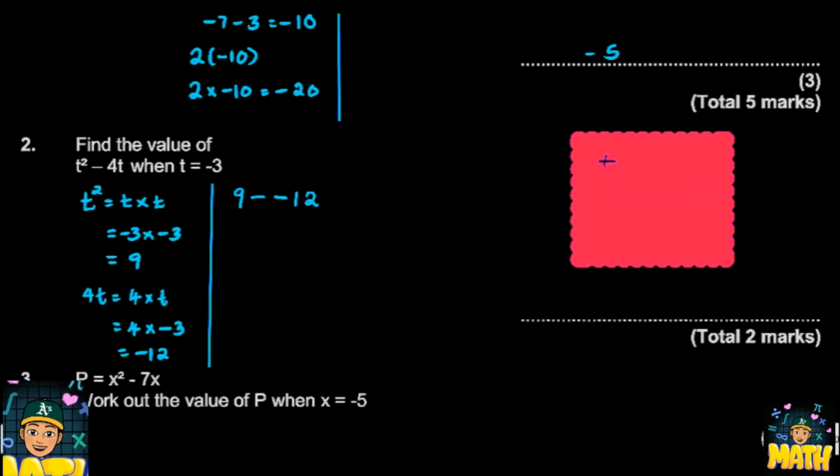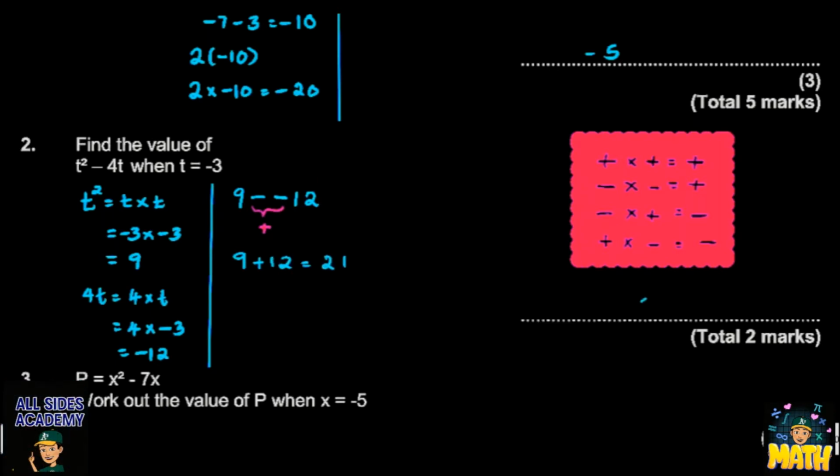Now, when you have the same operations, that is positive times positive, it gives you a positive value. When you have minus times minus, it gives you a positive. When you have minus times positive, it gives you a negative. And when you have positive times negative, it gives you a negative. In this case, we have two negatives, so we get it as a positive. So 9 plus 12 gives you 21, and that will be our answer.